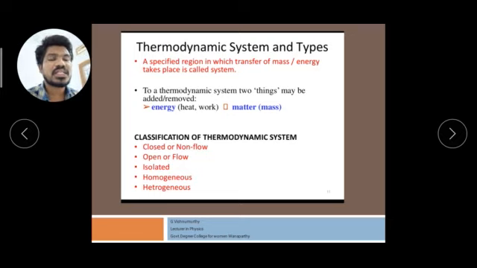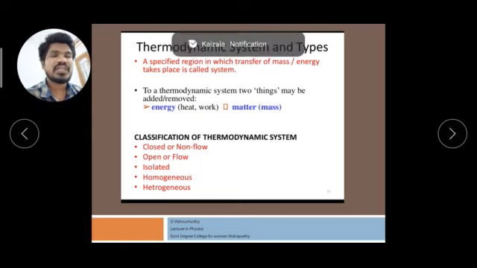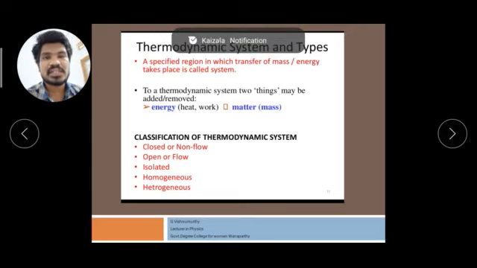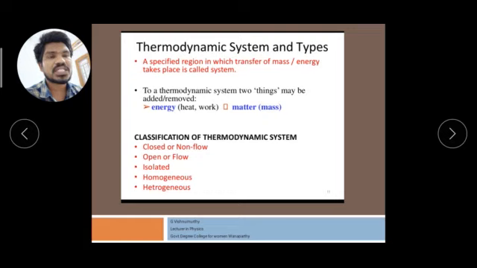The example for the closed system is n-butane filled within the cylinder, which is known as a closed thermodynamic system. The open or flow system: when we open the regulator of the cylinder, the n-butane is transferred from the cylinder to the gas stove. So when the regulator is open, the system is called an open or flow thermodynamic system. An isolated system is one that is not interacting with the surroundings.